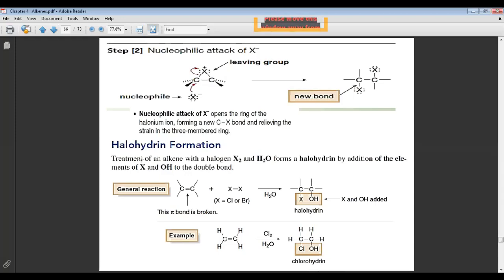Now, a treatment of the alkene with the halogen and the H2O, both of them together, the halogen with the H2O, okay? It will form the halohydrin by addition of the elements X, the halogen, and the hydroxyl to the double bond, okay? And here, look, we have to be careful about this reaction. If you see we have the halogen with the H2O molecule, that means the addition will happen here.